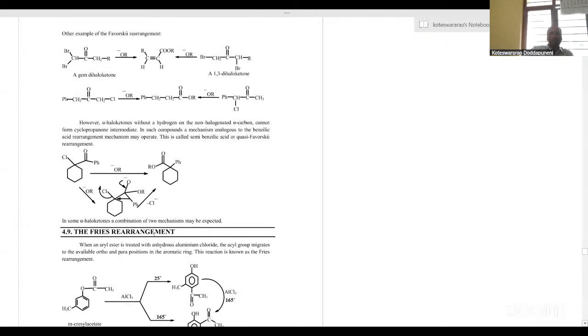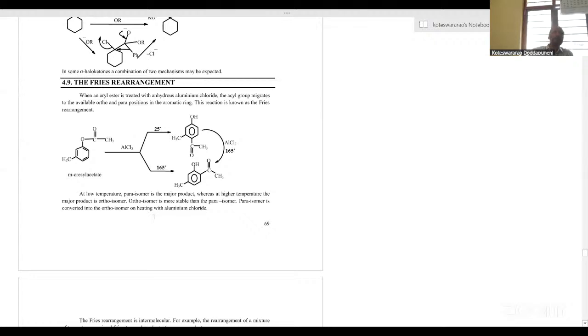We have given some examples. Now coming to the Fries rearrangement reaction. In the Fries rearrangement, when an aryl ester is treated with anhydrous aluminum chloride, the acyl group migrates to the available ortho and para positions in the aromatic ring. This reaction is known as the Fries rearrangement reaction. For example, meta-cresyl acetate is treated with aluminum chloride.